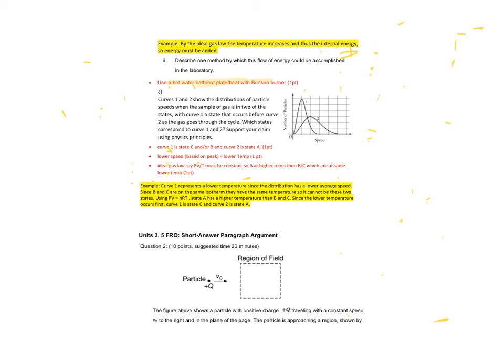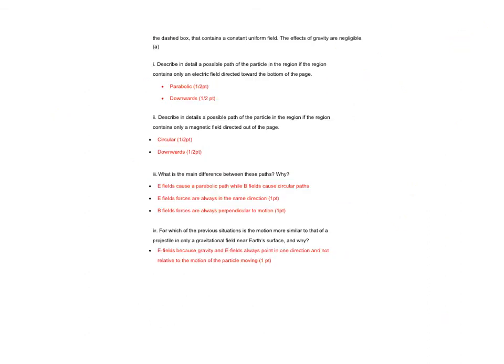The figure above shows a particle with a positive charge Q traveling at constant speed. It's going to the right. The dashed box represents a region, and here's my positive Q coming in like this, so we have the picture again. It says, describe in detail a possible path of the particle if the region contains an electric field pointing towards the bottom.